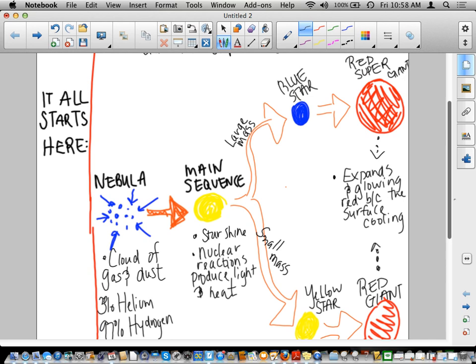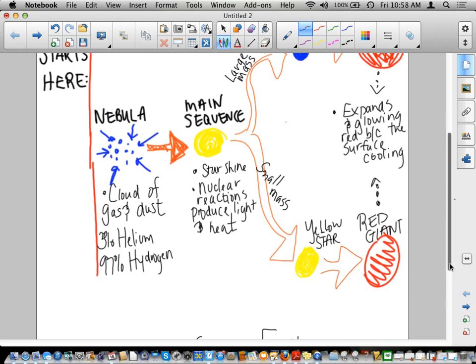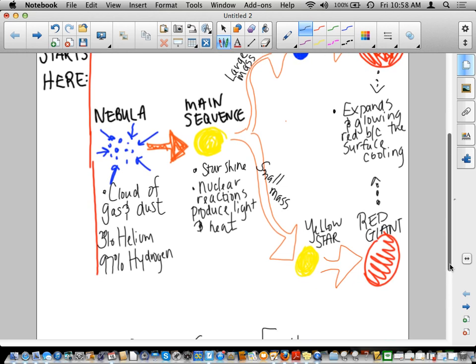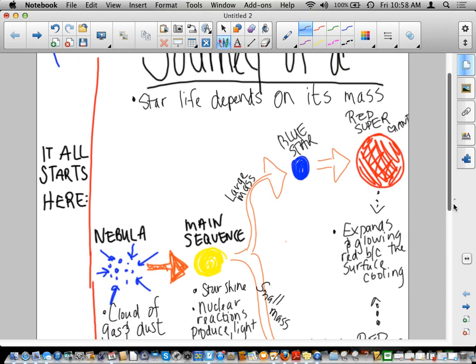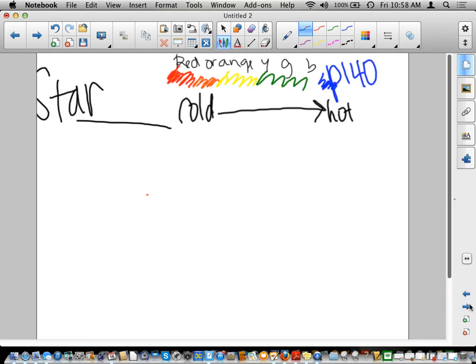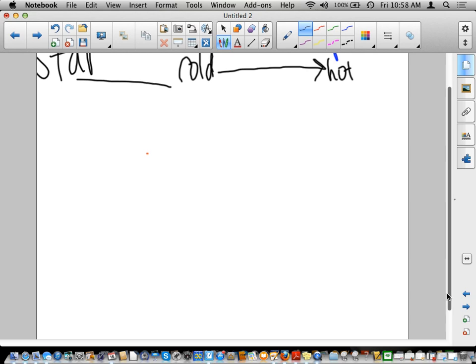Alright, so again, after it determines its mass, if it's a large mass, it goes blue star. Once it starts to die off, it becomes a red supergiant, which expands and glows red because the surface of it is cooling. Same thing with the red giant, it's just not super because it's smaller. Alright, I'm going to take mine to page 140.